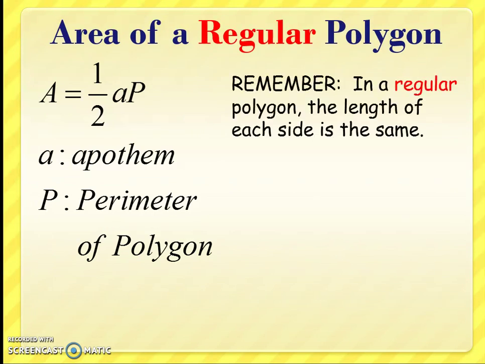So area of a regular polygon. The formula is area is half times apothem times perimeter. Okay? A regular polygon means all the lengths of each side are the same. So remember, regular means all the sides are the same. So basically, we're going to plug it into the formula, get the apothem, get the perimeter around the polygon, plug it in, and we're going to find the area. So we're going to do that later on, okay?